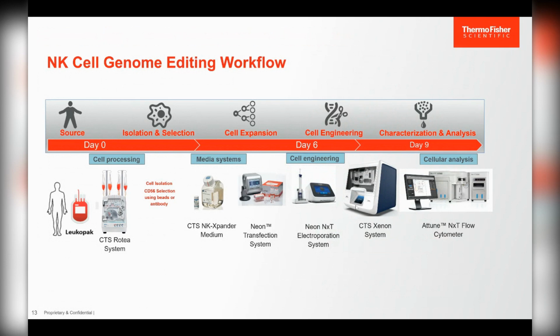So we isolated the NK cells from the leukopak. We isolated the PBMC from the leukopak using the CTS Rotea, then isolated the NK cells from the PBMC, and we expanded those NK cells using the NK-Xpander media, supplemented with 5% serum and interleukin IL-2. And after that, once the cells expanded, we edited the NK cells using the Neon Next electroporation system and the CTS Cas9 genome editing system, and after that we characterized them by analysis with flow cytometry.